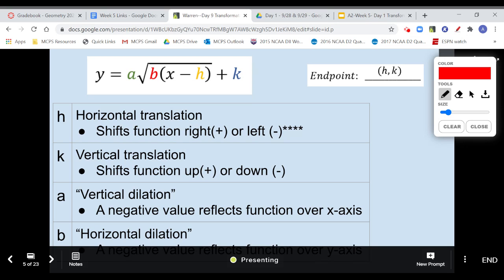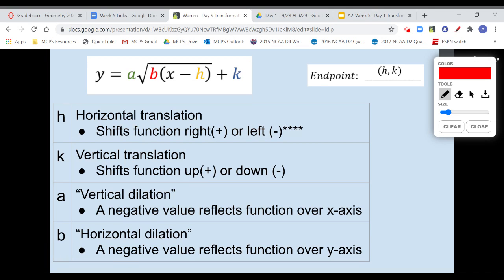Okay, next we're talking about horizontal dilations. And that, again, like a vertical dilation, would basically affect the steepness of the graph. But once again, we are just looking at whether there's a negative or not. So if this b value has a negative sign, so for instance, if you had something like that, where there's a negative in front of the x, but under the square root symbol, that would be a reflection over the y-axis, which would give me a graph that goes like that, because it's reflected over the y-axis from the original.